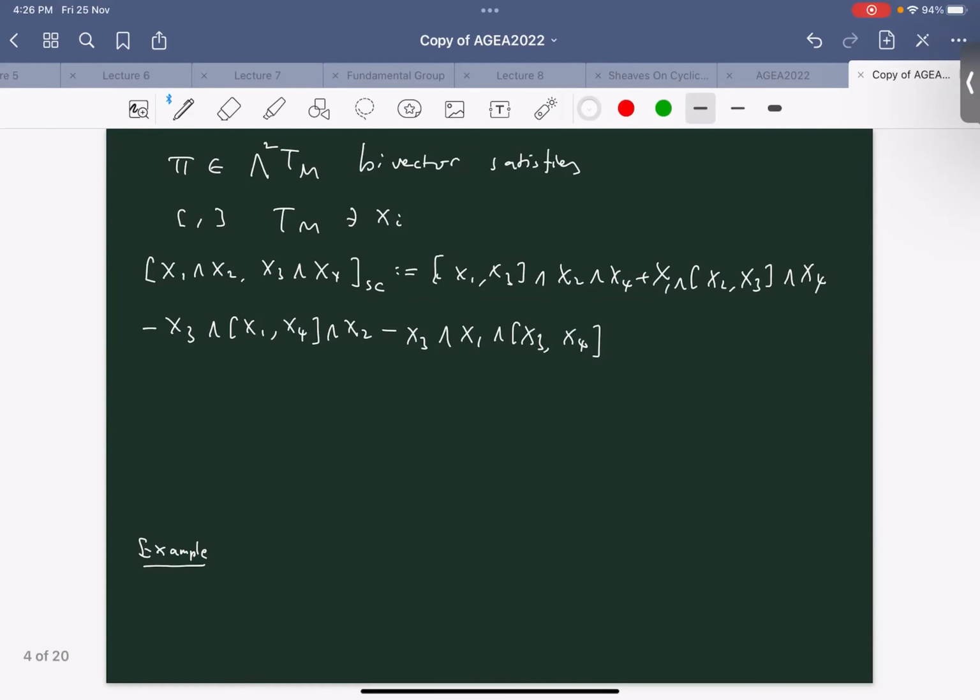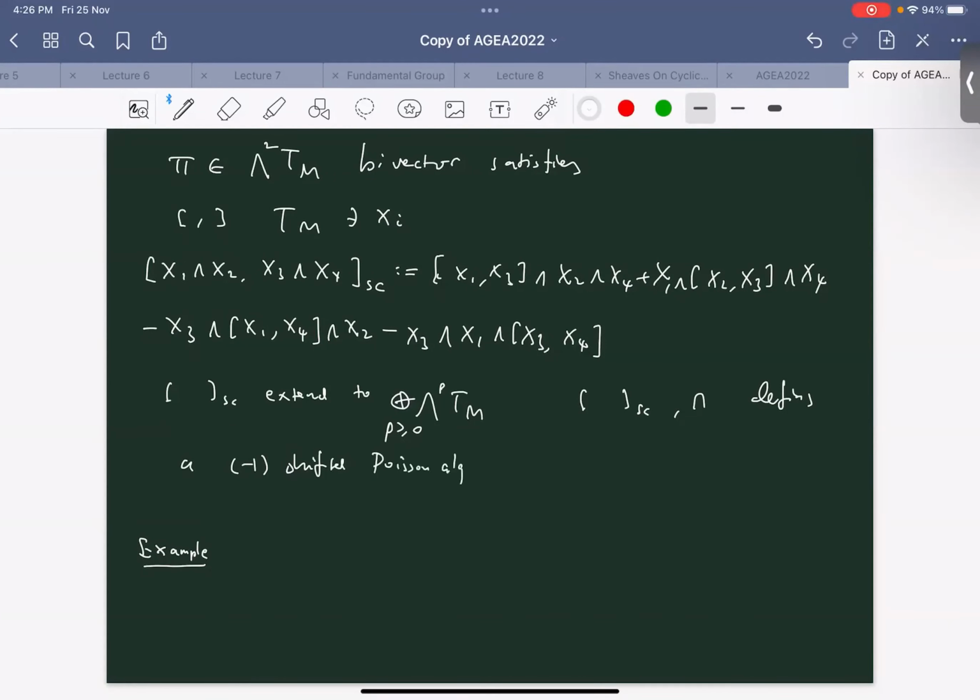Actually, this really extends to polyvector fields for all p. But then, to write down the general formula, you have to have some sign depending on the degree of the polyvector field. But I only need this degree 2 part to define my integrability condition. Indeed, together with wedge, this defines a minus-1 shifted Poisson algebra structure on the space of polyvector fields. Another name for that is the Gerstenhaber algebra structure.